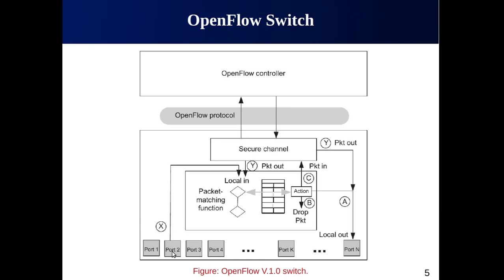Let me summarize. There are different ports in the switch. A packet will arrive on any of these ports. Then the packet is forwarded to the matching function logic. And then the logic is connected with the flow table, and certain actions are performed based on the matching with any entry in the table. Three actions are possibly performed: forward the packet on the output port, drop the packet, or forward the packet by using a secure channel to the controller. And then the controller has two options. Either it will instruct the packet to be forwarded on a port like port N here, or it may request the matching function to take another action.